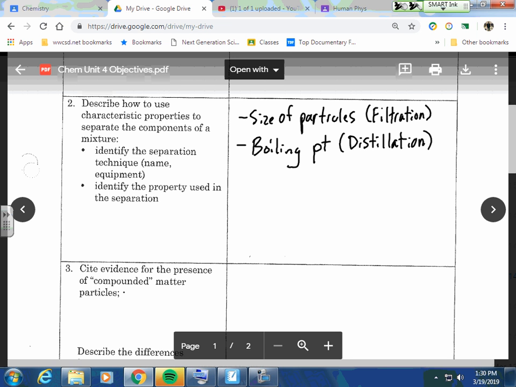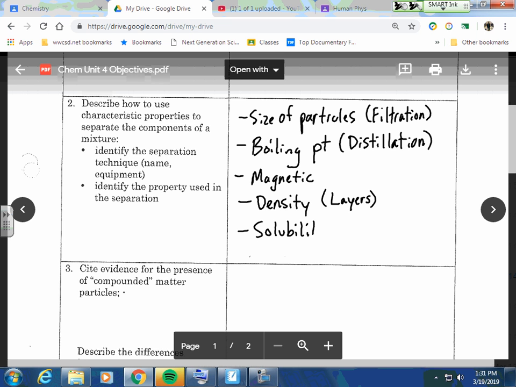We can also separate things based on whether or not they're magnetic. Like if I had a mixture of iron and sand, I could use a magnet to get the iron out because it's magnetic. It would leave the sand behind. We can use densities, because different densities would make different layers that I could then separate. Layering. And another one is solubility.